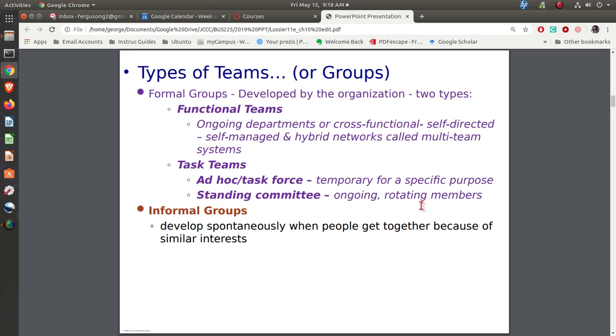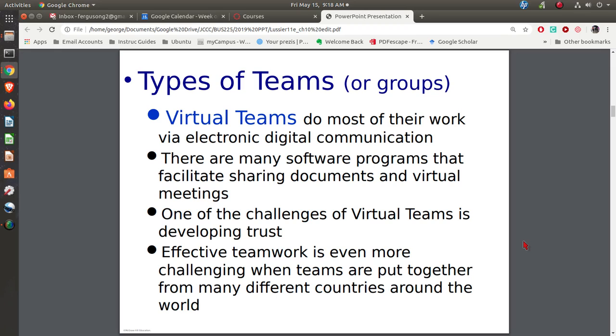and they're all focused on trying to accomplish some kind of thing on a continuous basis. So, for example, you could have creative committees. You could have scientific committees that are working together. Then you have the informal groups. In other words, folks get together just because they like each other.